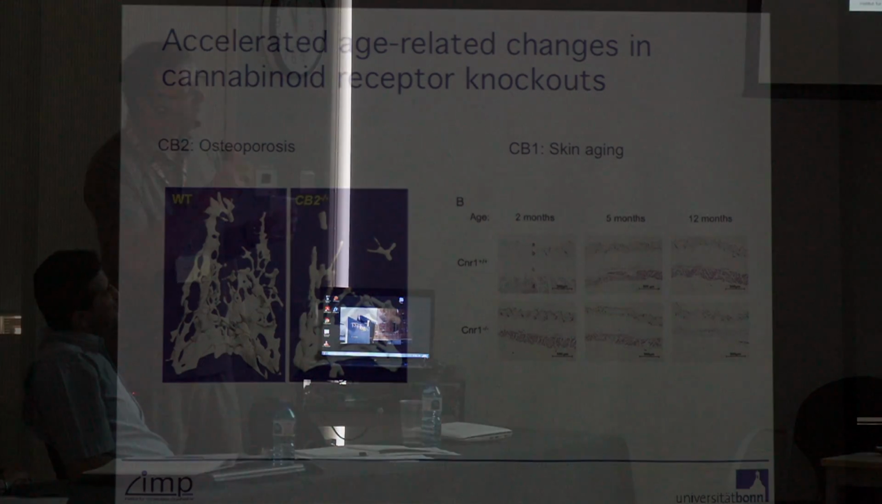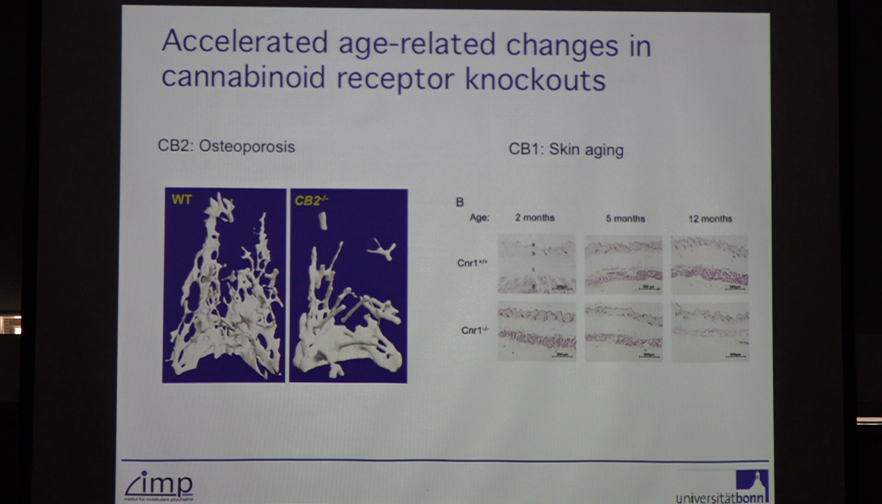So this shows you, we very comprehensively looked at all organs in these mice. The only other tissue where we found very characteristic changes during aging in CB1 knockout mice is the skin. Typically as we age, our subdermal fat layer gets thinner, so our skin gets thinner as we grow older. And that is much more pronounced in the CB1 mice. All the other organs seemed not to be affected in terms of accelerated aging.